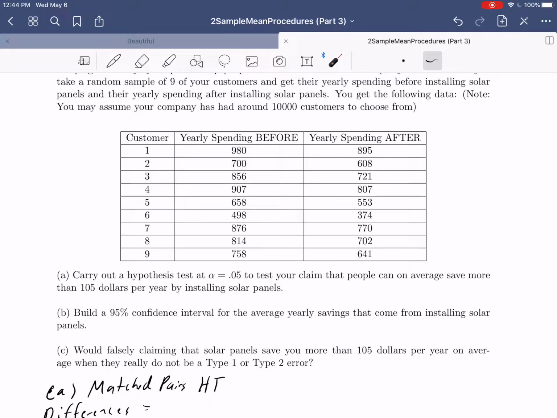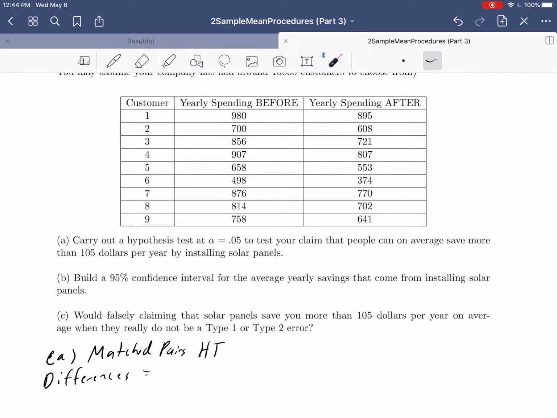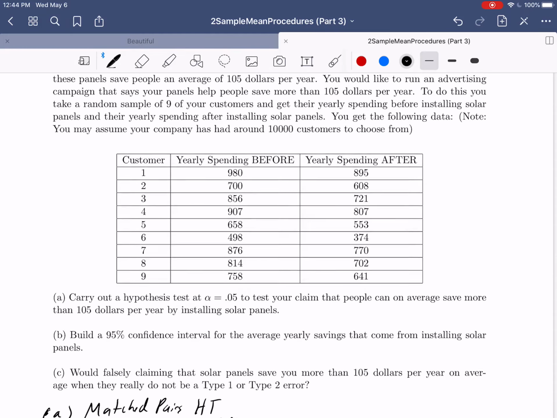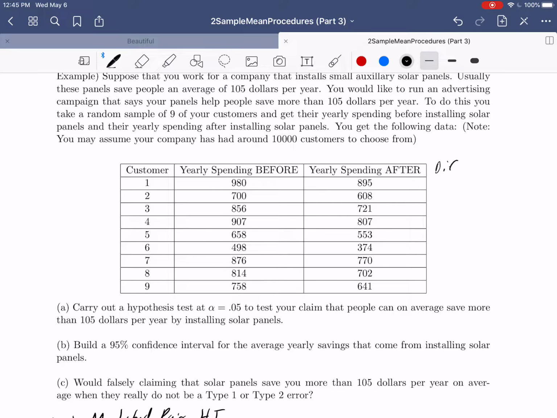However, it'll probably be easier if when we do those subtractions, we try to get as many positive values as possible. If you notice, most of the before numbers seem to be larger than the afters. So it might be easier to do it as before minus after so that every value is a positive value. So we're going to do before minus after. So real quick, let's actually calculate those differences. We can just add an extra little column here, the differences.